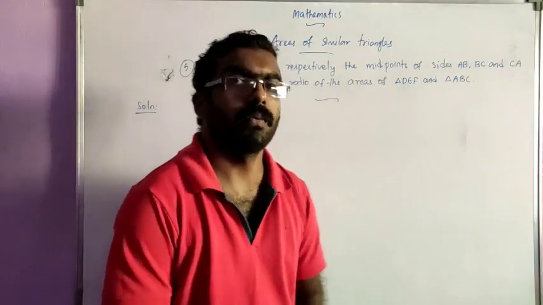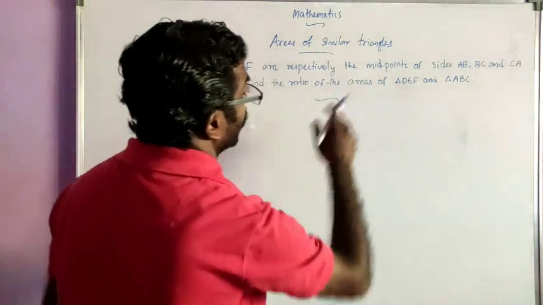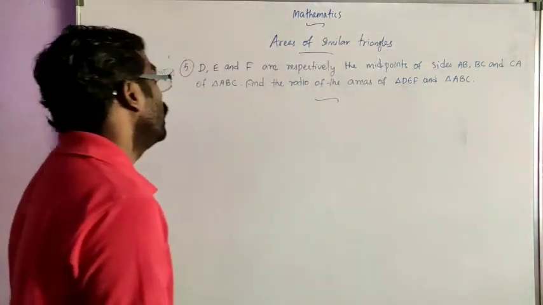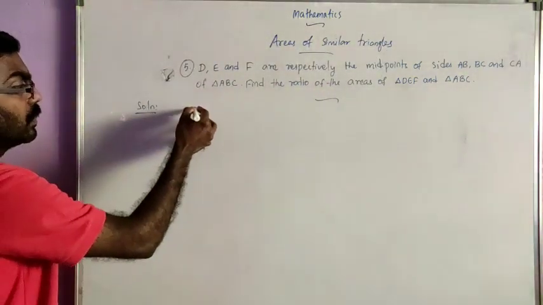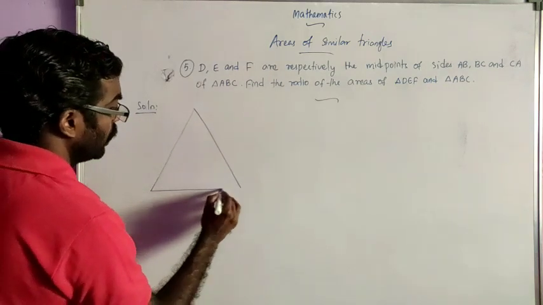Now we move on to question number 5. D, E and F are respectively the midpoints of sides AB, BC and CA of triangle ABC. So let us consider a triangle ABC.